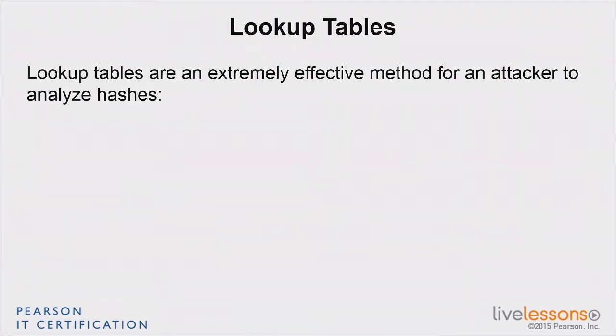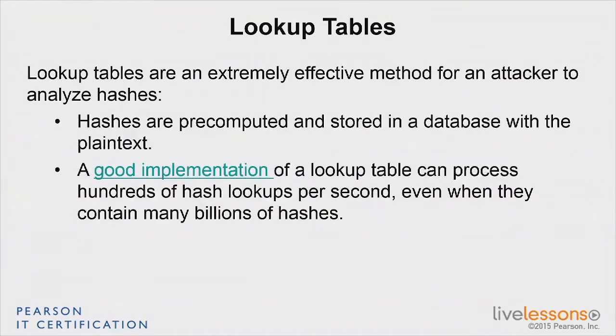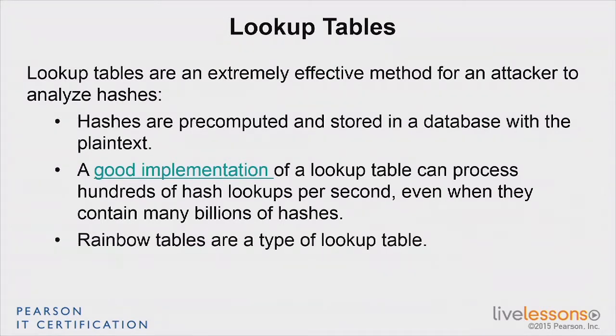Lookup tables are an extremely effective method for an attacker to analyze hashes. Hashes are pre-computed and stored in a database with the plain text, so the plain text password and then the hash value. A good implementation of a lookup table can process hundreds of hash lookups per second, even when they contain billions of hashes. Rainbow tables are a type of pre-computed lookup table.